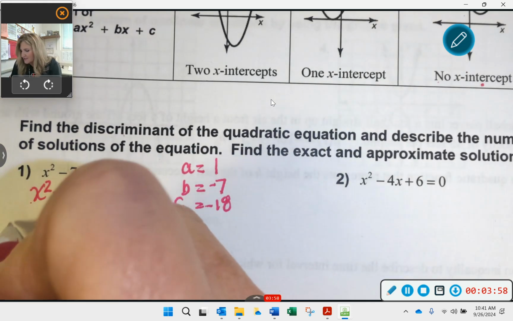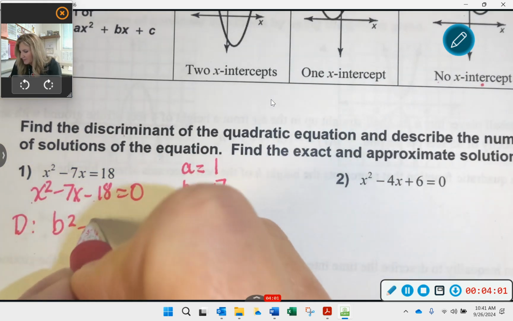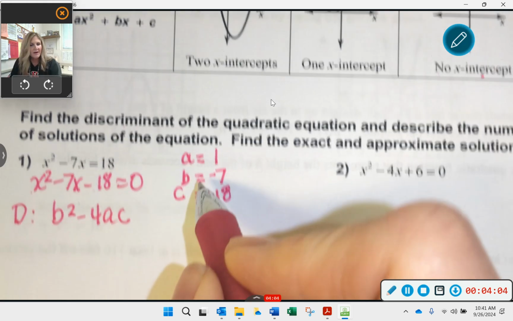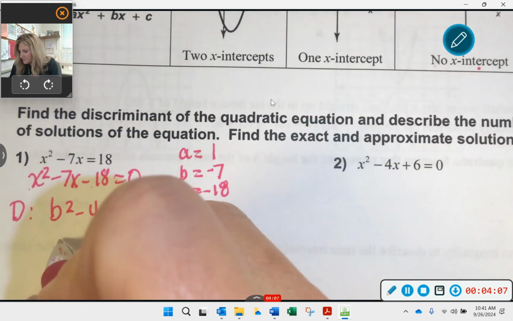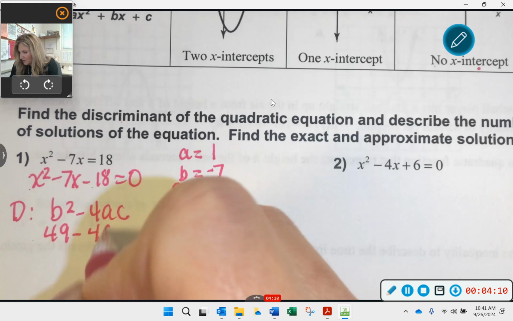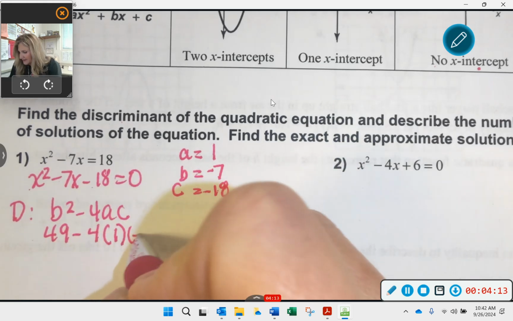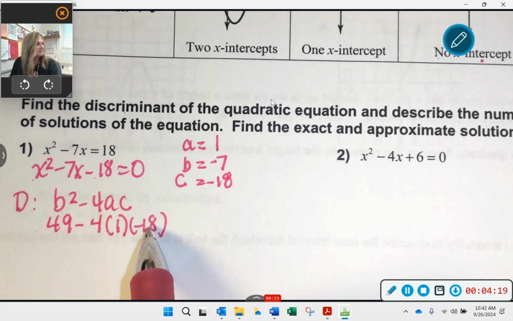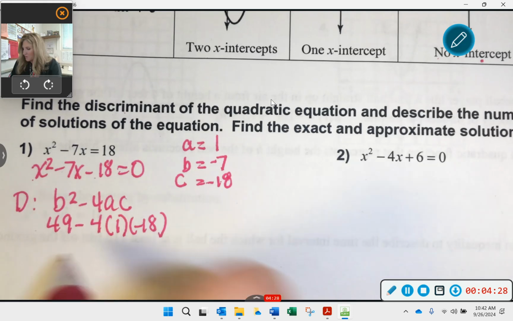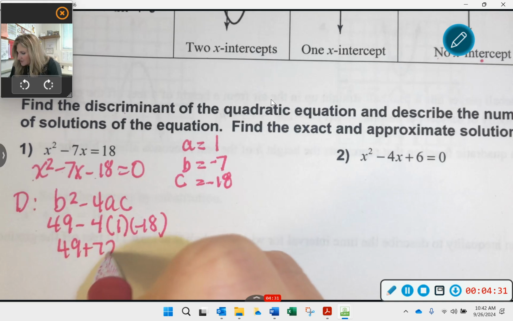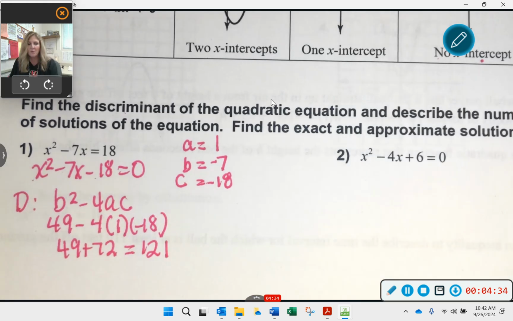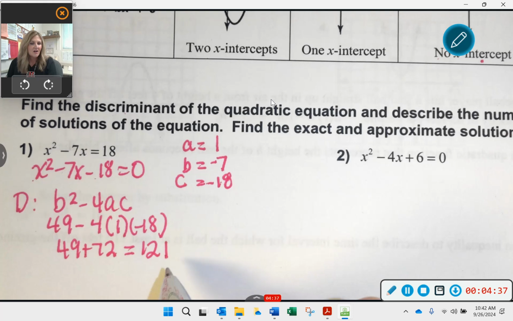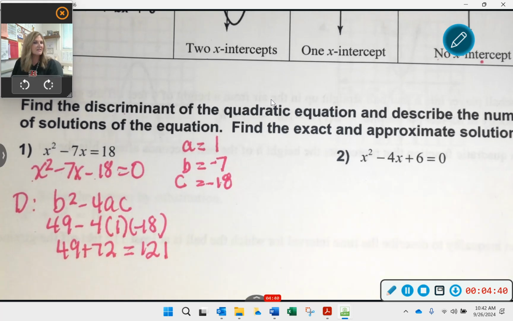We're now going to calculate that discriminant. The discriminant is b squared minus 4ac. So what is negative 7 squared? We're going to have 49 minus 4 times 1 times negative 18. Do you guys know what 4 times 18 is? Double 18 and then double it again to multiply by 4. 72. So we're going to be doing 49 plus 72, and I'll tell you that's 121. So our discriminant is 121.